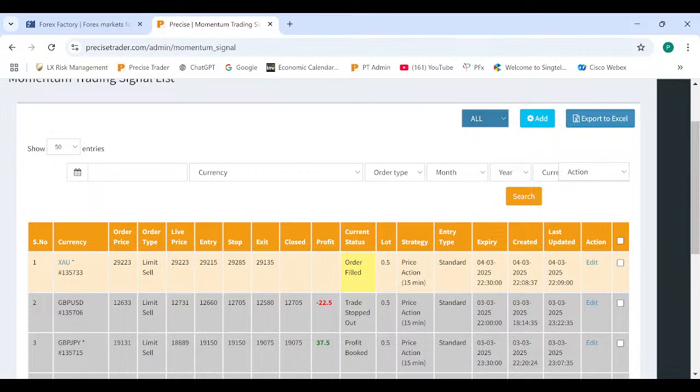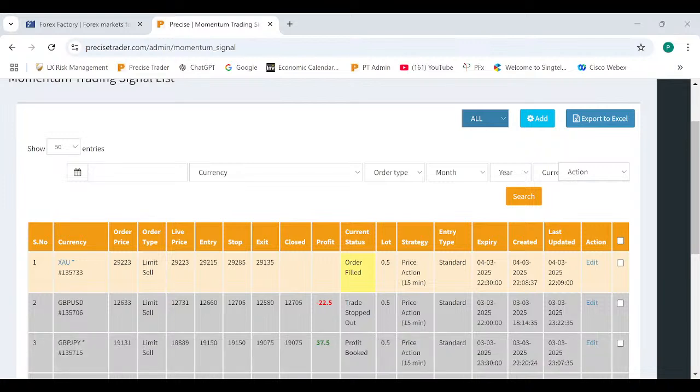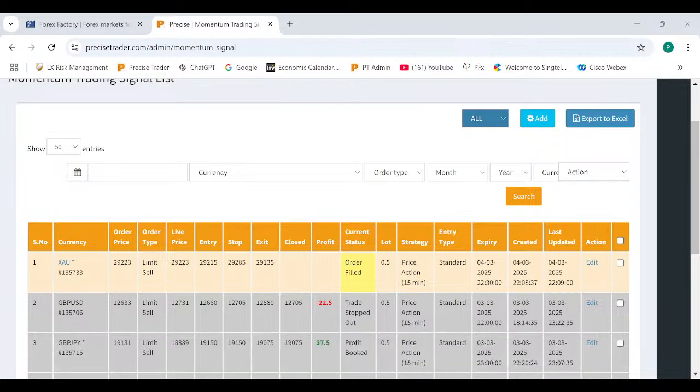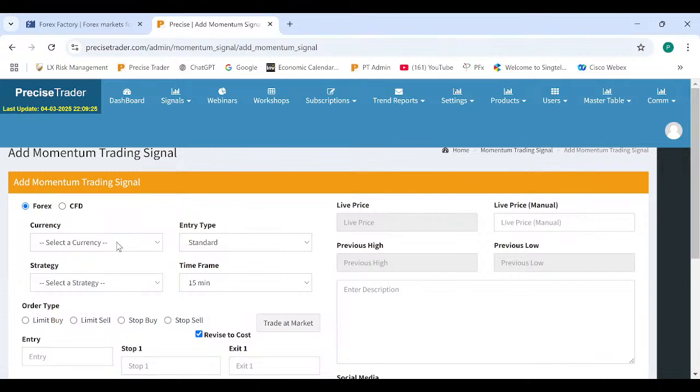Okay, then what I'm going to do is go for another sell. I want to sell at 25, 24 half or 25. Okay, so I'm going for another sell, and this is one lot.